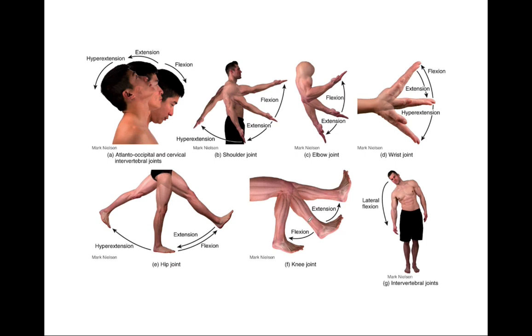So you can see that this slide will really show you that as we increase that angle between those two articulating bones, we see an extension, and as we decrease that angle, we're going to see a flexion.